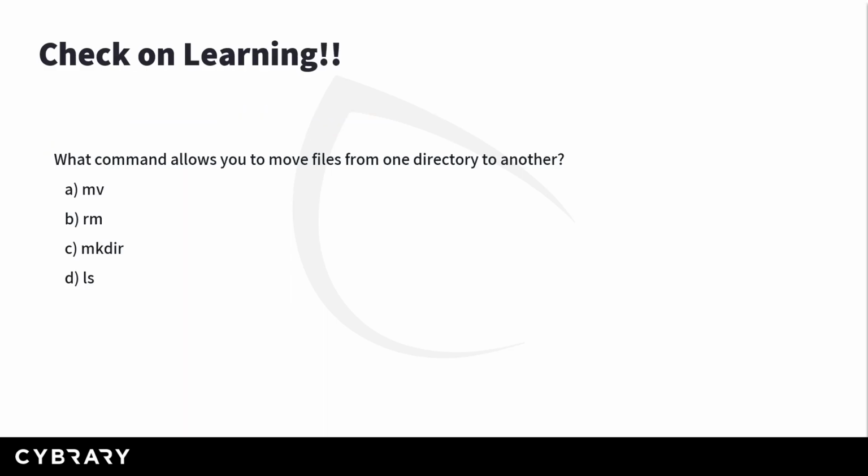Now, let's do a quick check on learning. You didn't think you were getting away without one of those, did you? So what command allows you to move a file from one directory to another? Well, with these in mind, you may be thinking, well, mv, move, makes sense, right? That would be correct. Keep in mind that rm was to remove files or content. mkdir or make directory was to make a folder or directory. ls was to list. And mv was to move files from one directory to another.